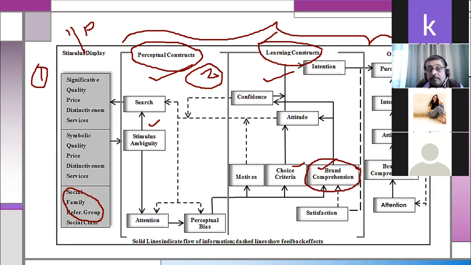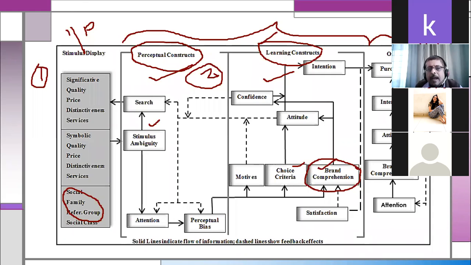Learning constructs, and brand comprehension, sir.